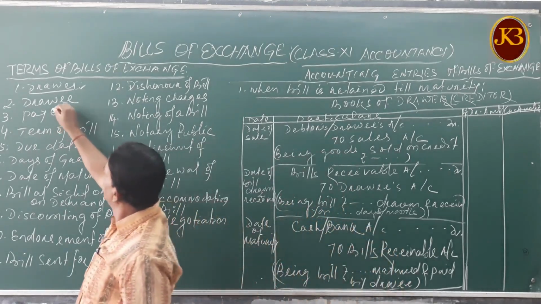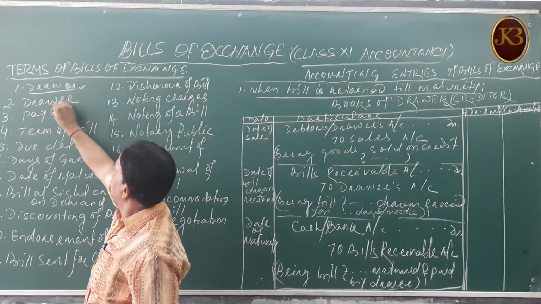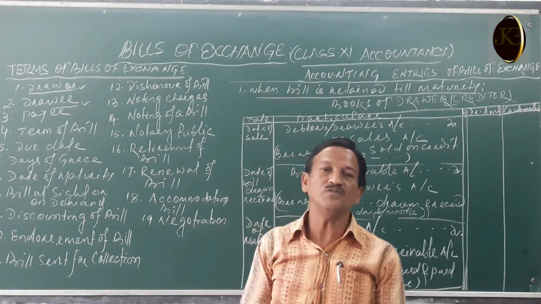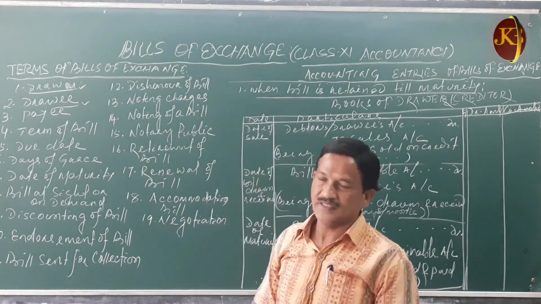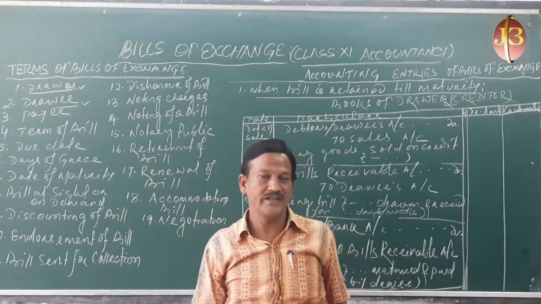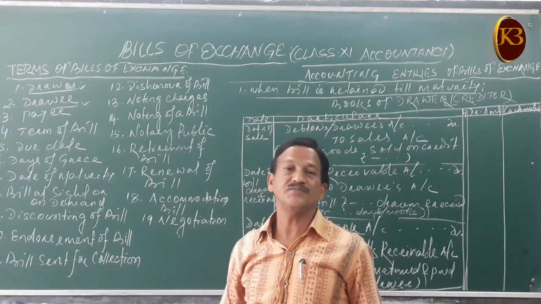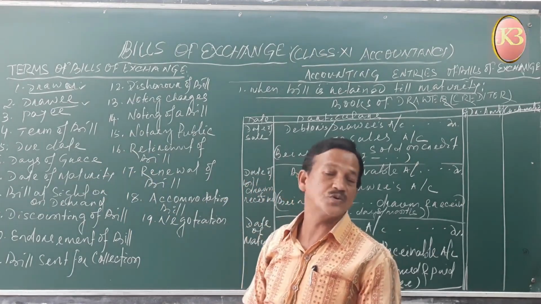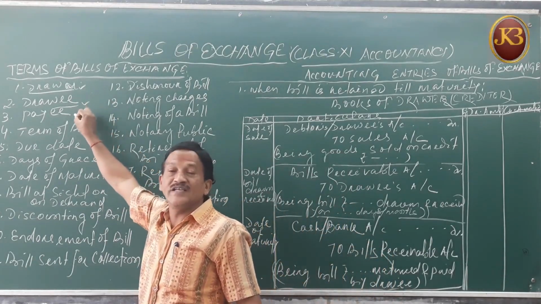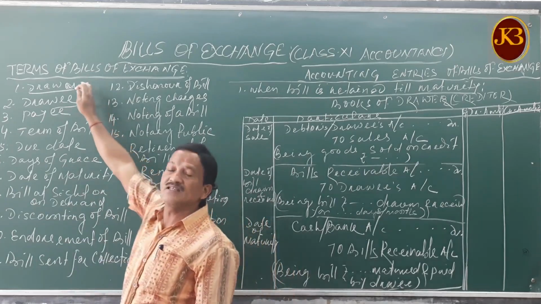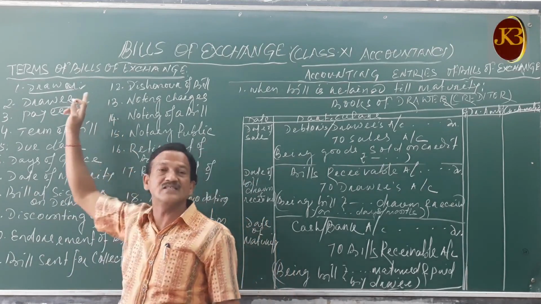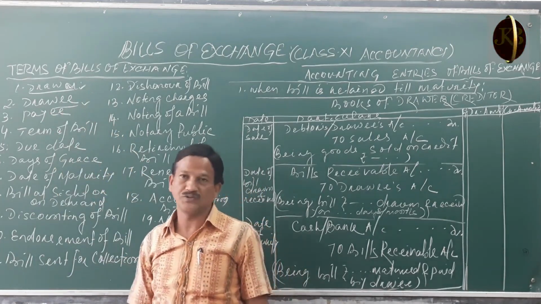Then second is the drawee. The drawee is a person who makes the payment of the bill, the person upon whom the bill is drawn and accepted. The drawee accepts the bill and returns it to the drawer. He honors the bill. He is none other than the debtor who purchased goods on credit. So the drawer is the creditor, the drawee is the debtor. The drawer is the beneficiary of the bill of exchange, and the drawee is the one who pays the bill amount.